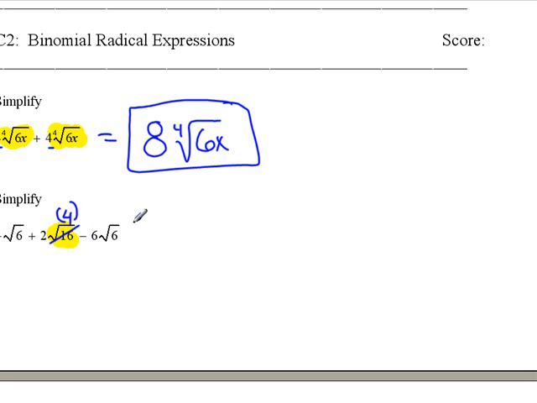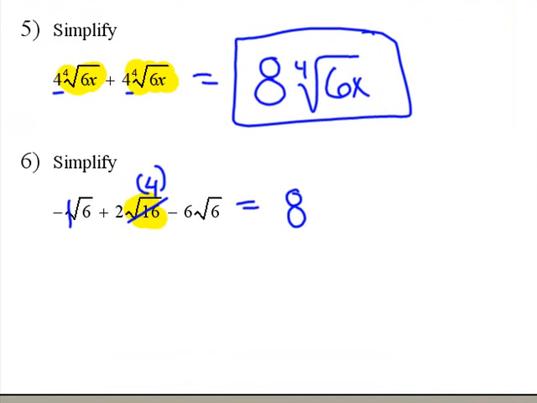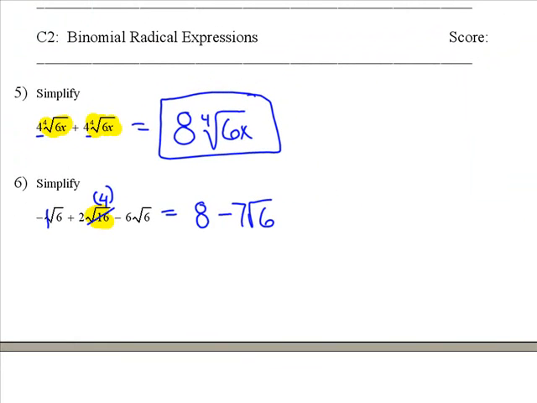And I can go to work. 2 times 4 is 8. I have negative 1 root 6 minus another 6 root 6. That's minus 7 root 6. And that's all I can do on number 6. That's numbers 5 and 6.